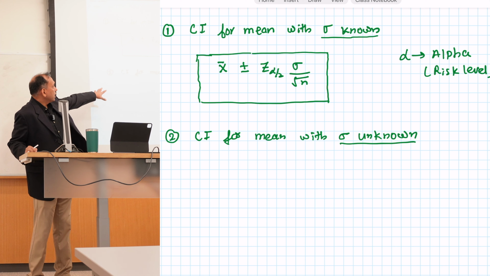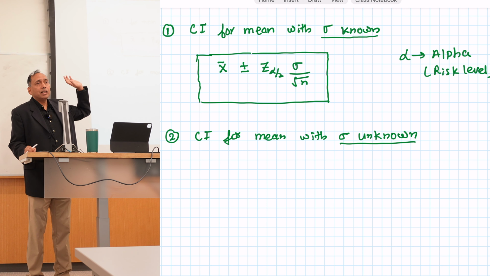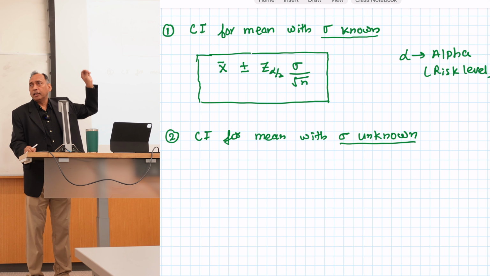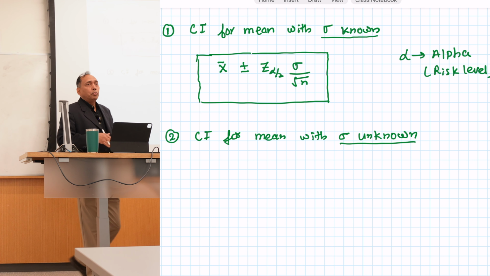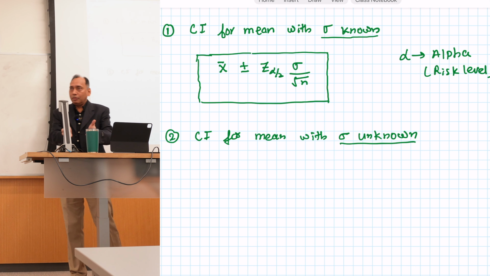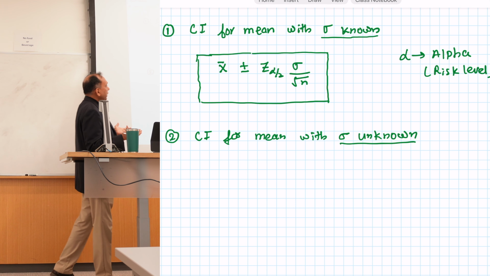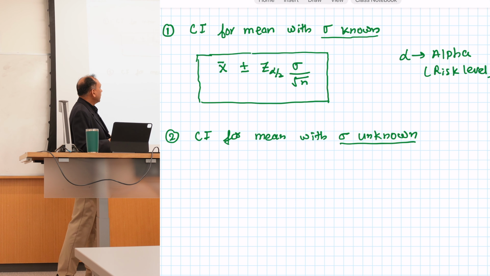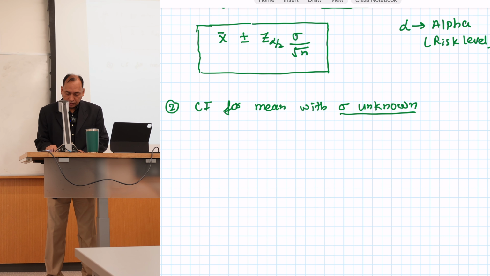But second situation is more practical and more useful, because even if, let's say, sigma known, you can assume something, but if you are collecting sample, then why use some other sigma? Use your standard deviation based on the sample. Because anyway you have data, so use that standard deviation. So this one is more practical.